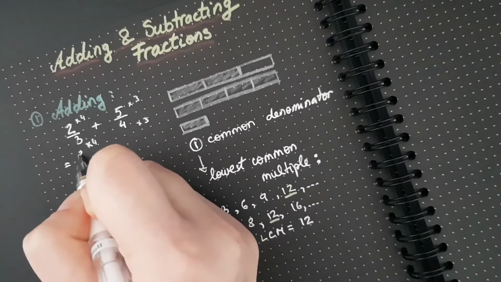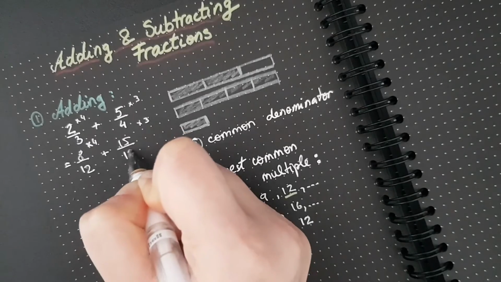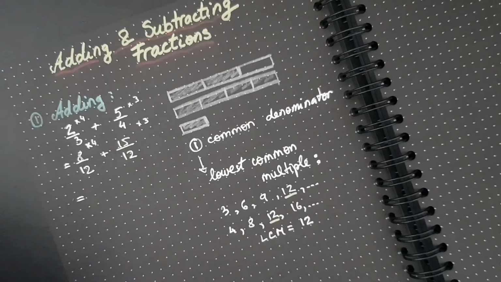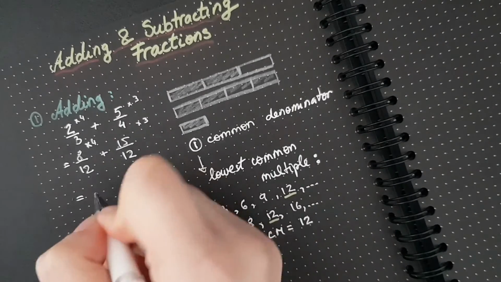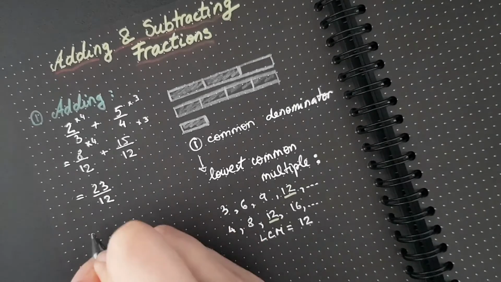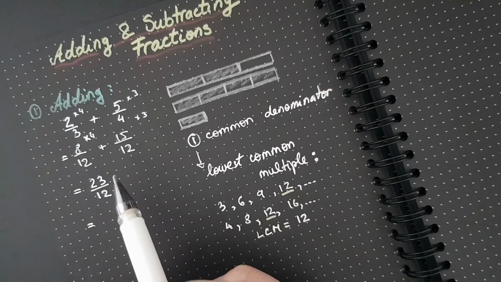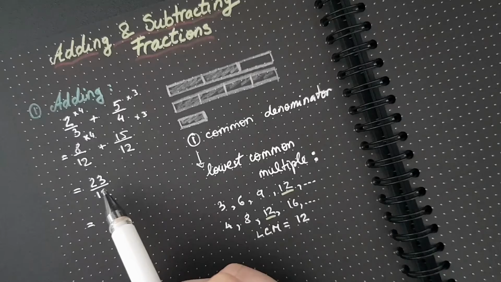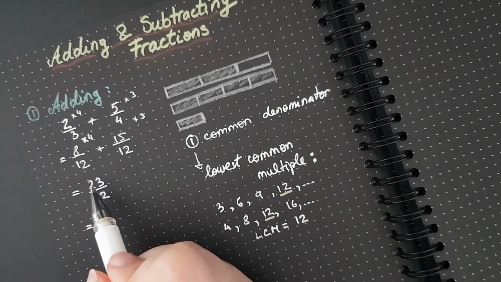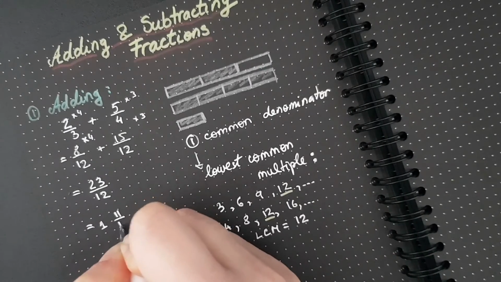So this gives me 8 over 12 plus 15 over 12, and I've got 8 plus 15, which is 23 over 12. I have done this before, so I'm going to mention it in the corner over there. This is a top heavy fraction. Right now I can write it as a mixed number. So how many 12s go into 23? That's 1. We've got a remainder 11 over 12.